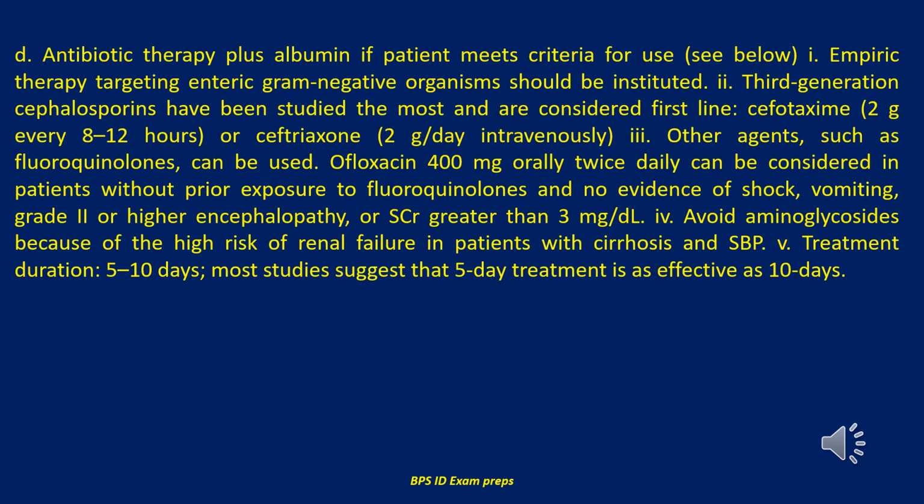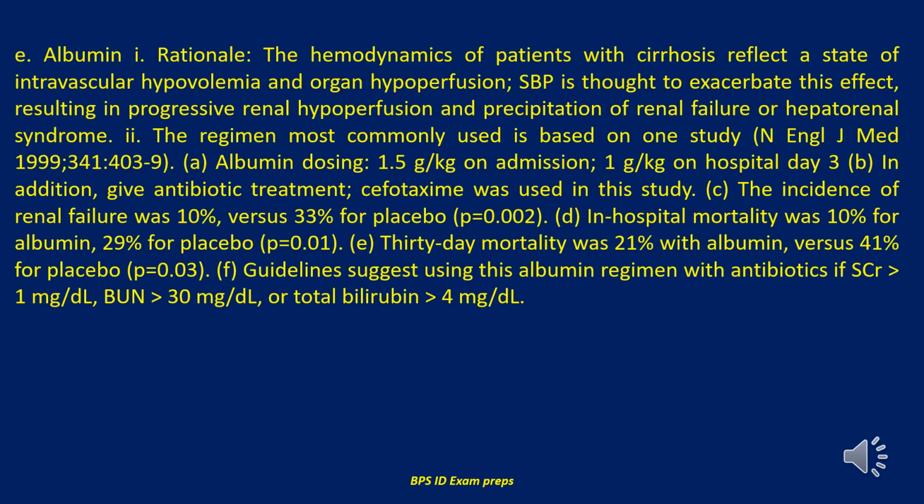4. Avoid aminoglycosides because of the high risk of renal failure in patients with cirrhosis and SBP. 5. The treatment duration is 5 to 10 days. Most studies suggest that 5-day treatment is as effective as 10 days. We will now discuss the use of albumin.